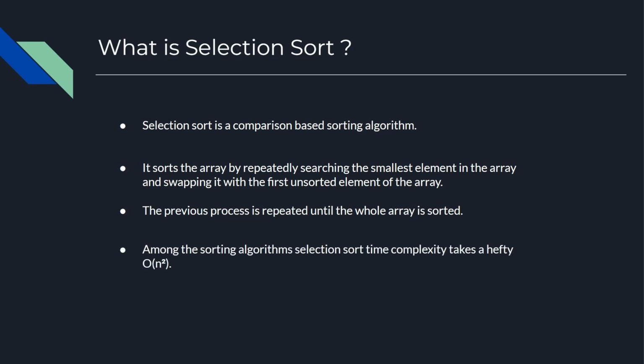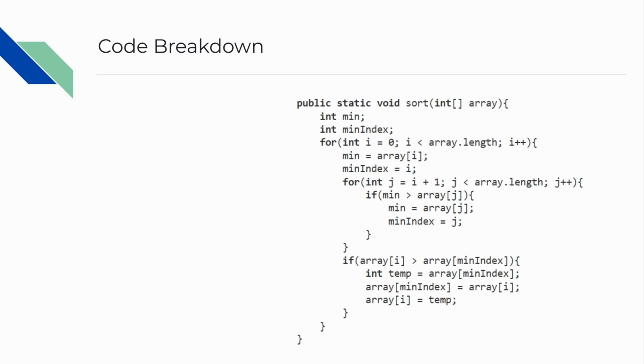When compared to other sorting algorithms, selection sort may be very inefficient when it comes to time complexity, with a hefty time complexity of O(n squared). Okay, now let's start by breaking down the code for selection sort step by step.